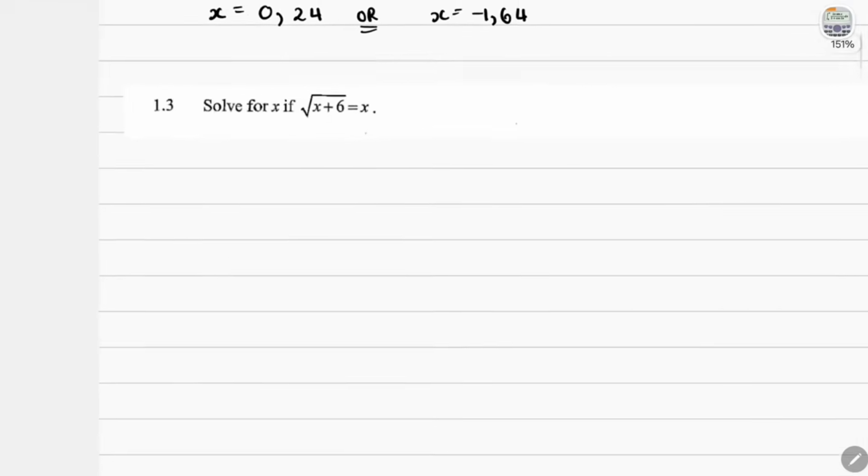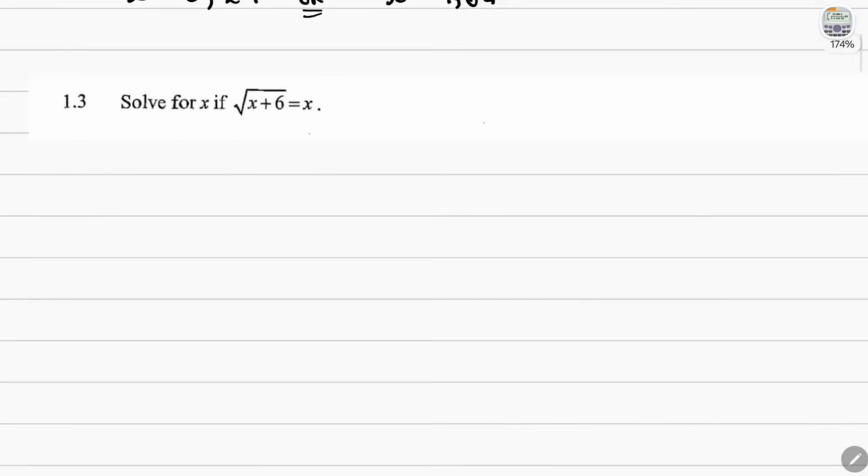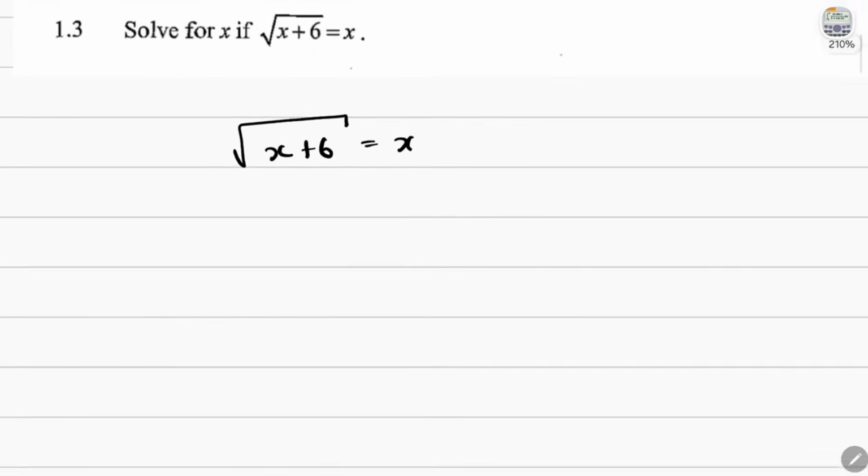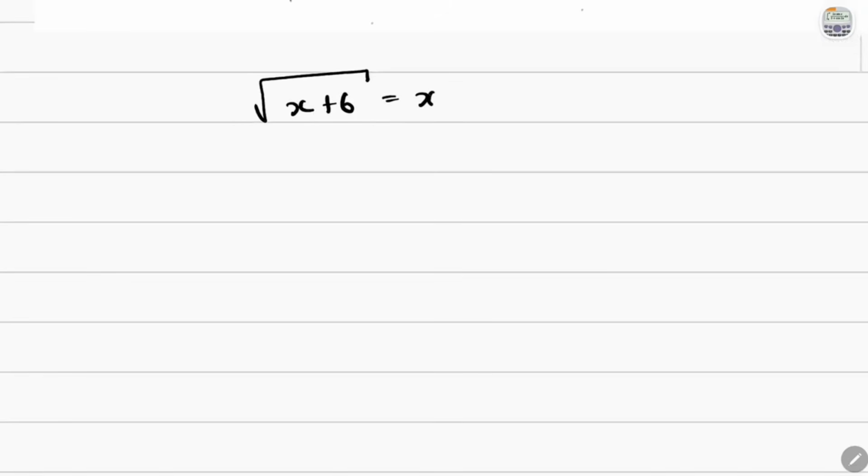Question 1.3 says, solve for x if the square root of x plus 6 is equal to x. Okay, so the square root of x plus 6 equals x, and this is for 5 marks. Interesting. The reason I'm saying it's interesting is because normally, if they've already isolated a surd for you, they usually don't give you an extra mark. But you know now you're definitely supposed to check whether your solutions are valid at the end of the day. Okay, so they have isolated it for you.